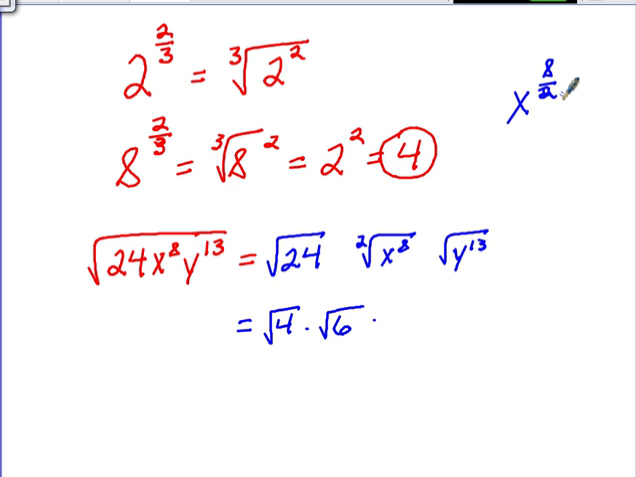Can you divide 8 by 2? Yeah. That's x to the 4th. So we can go ahead and just take that out completely. That's x to the 4th power.